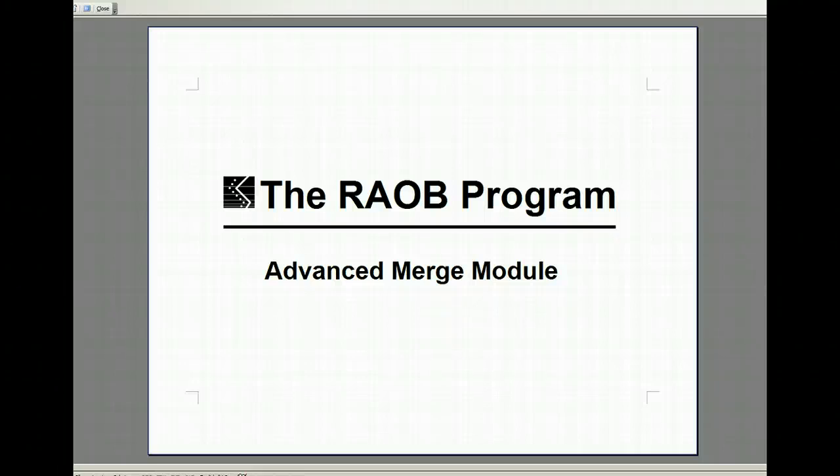Welcome to the RAOB program's Advanced Merge module. This powerful utility can merge thousands of soundings from two different time series files into hydrostatically balanced composite soundings that are appended into a single time series CSV file. It can compress 2 weeks of manual work into a single 2-minute process.